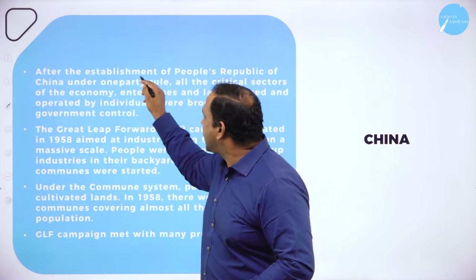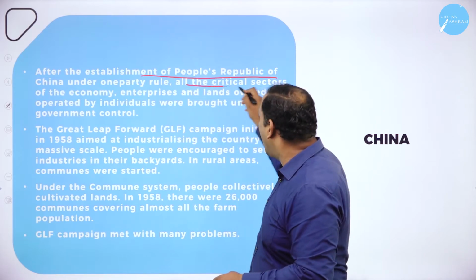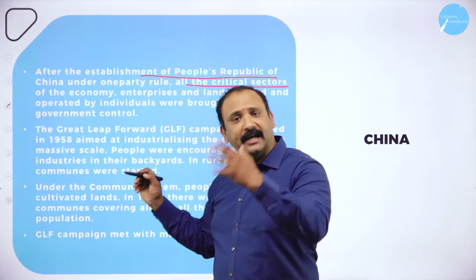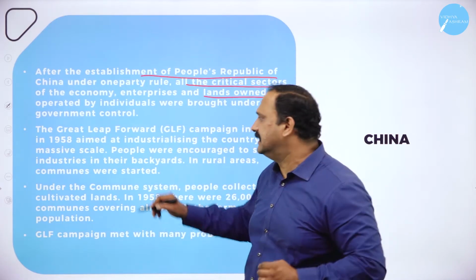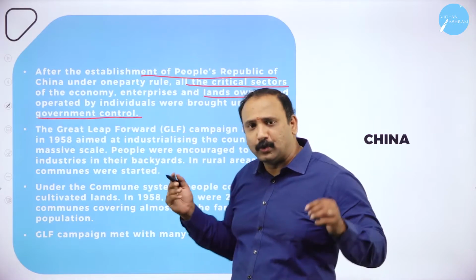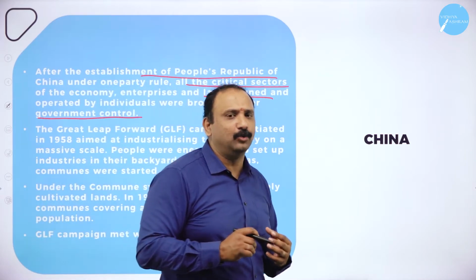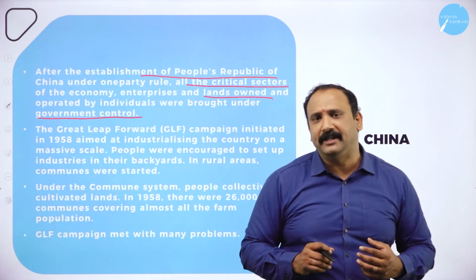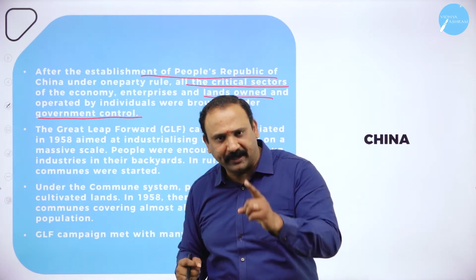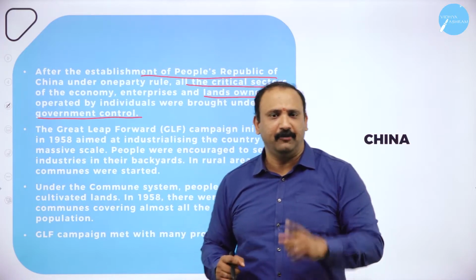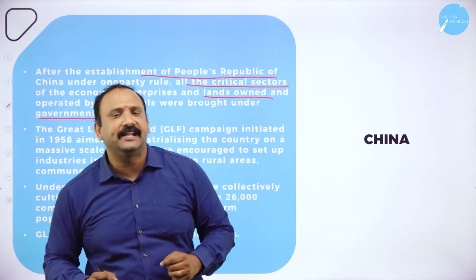Now, after the establishment of the People's Republic of China under one-party system rule, all the critical sectors of the economy, including the enterprises and lands that were owned by individuals, were brought under government control. I want you to understand the word government control, which means that somewhere down the lane, China started adopting the policy of centralized theory. They wanted to hold the power. They wanted to become a centrally planned economy where all the activities, all the directions, all the decisions are taken by the government.